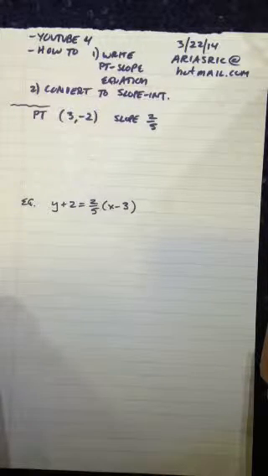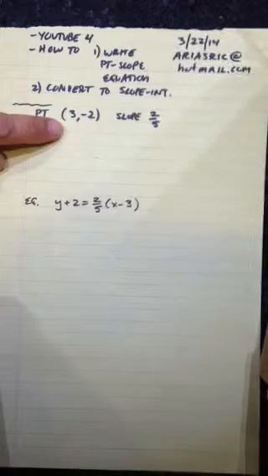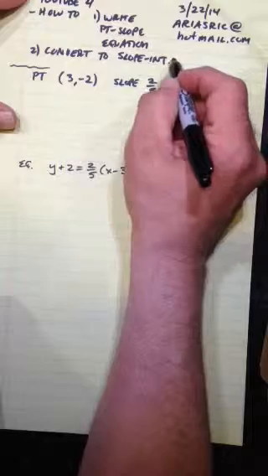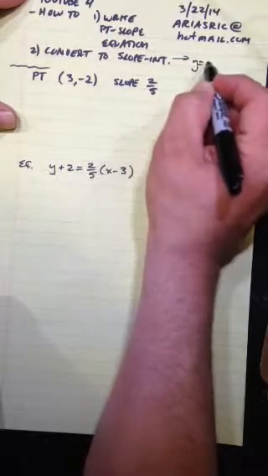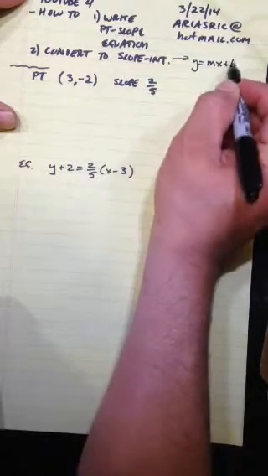Here we go with the fourth video: how to write a point slope equation given a point and a slope. And then we're going to take that equation and convert it into slope intercept. And the general form of slope intercept is going to be y equals mx plus b.